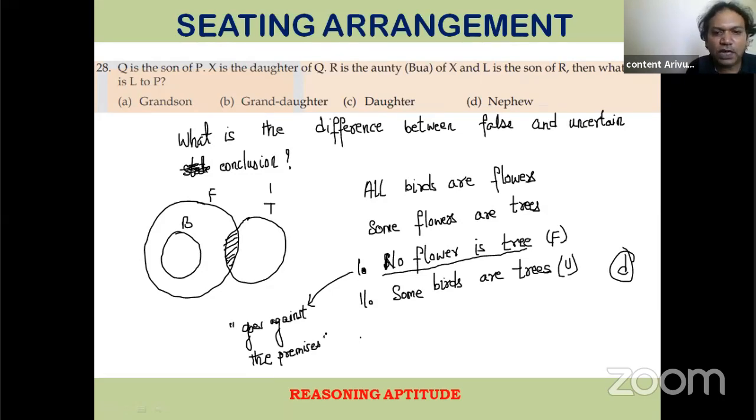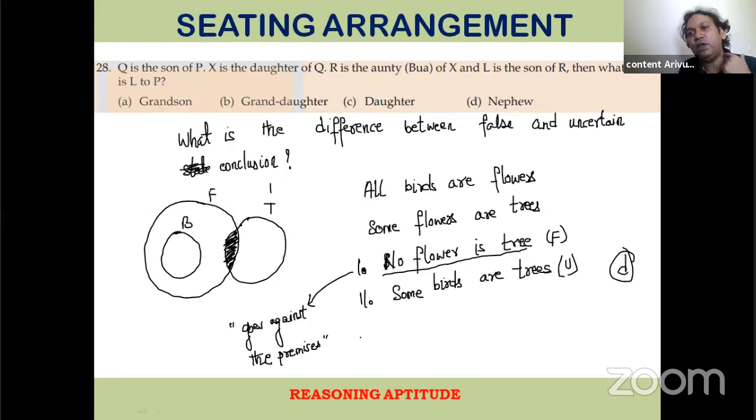Since this statement goes against the premises, it is the opposite of what has been clearly told to us. It is not uncertain, it is definitely false because it's contradicting the basic premise. It's contradicting what we can see for sure in the diagram. In the diagram, we can clearly see that flowers and trees have some overlap, and the statement is telling that no flower is tree. How is it possible? So that's why it is false. Now, some birds are trees. If you look at the diagram, the bird circle and tree circle don't overlap, but they may or may not overlap.